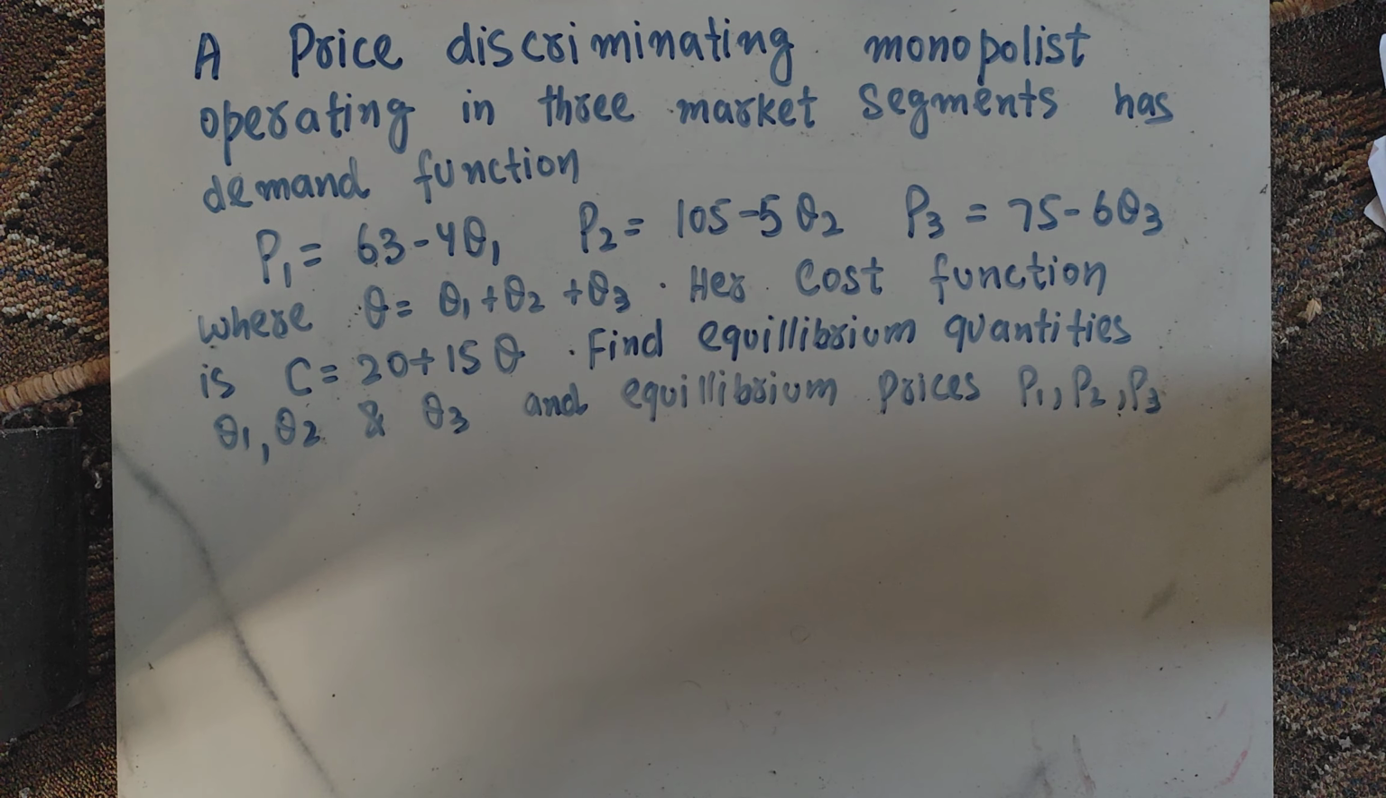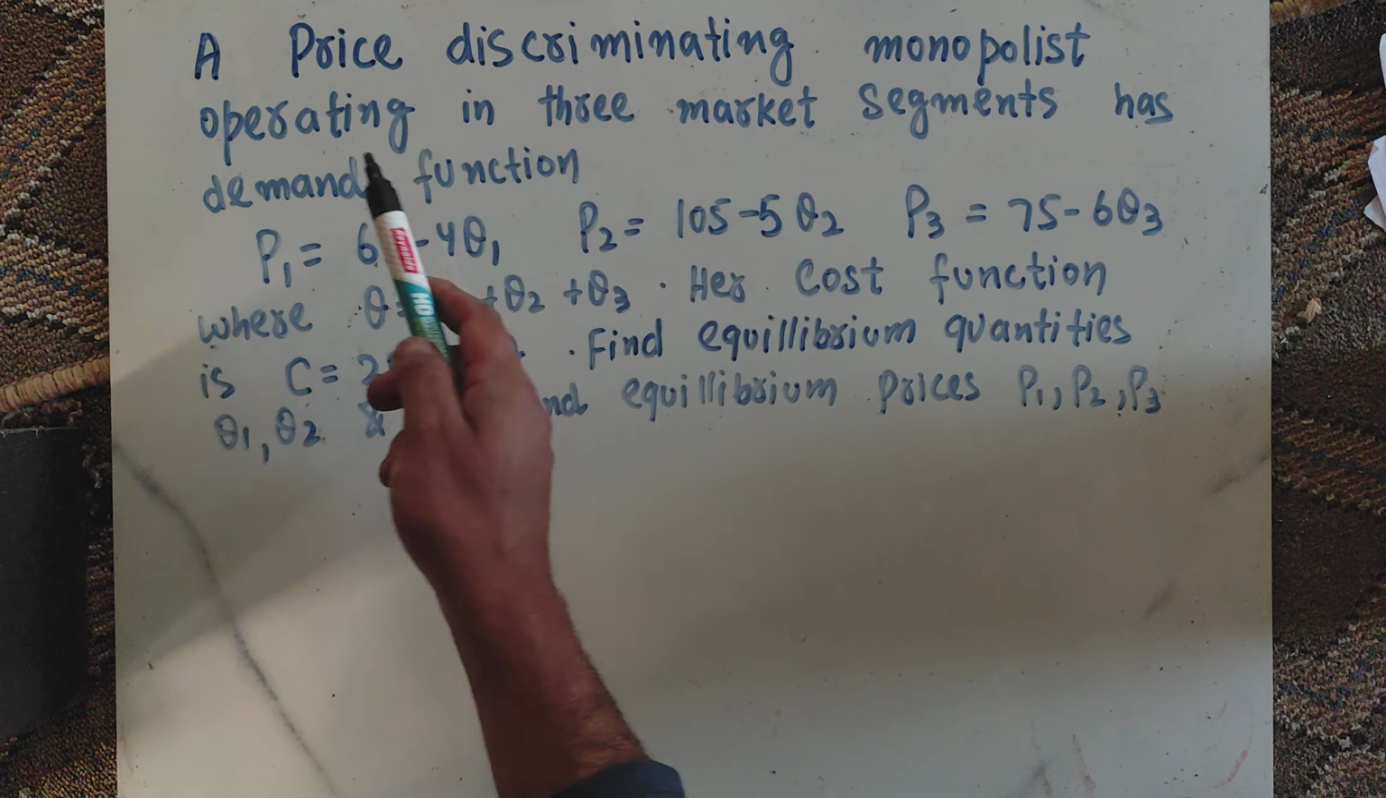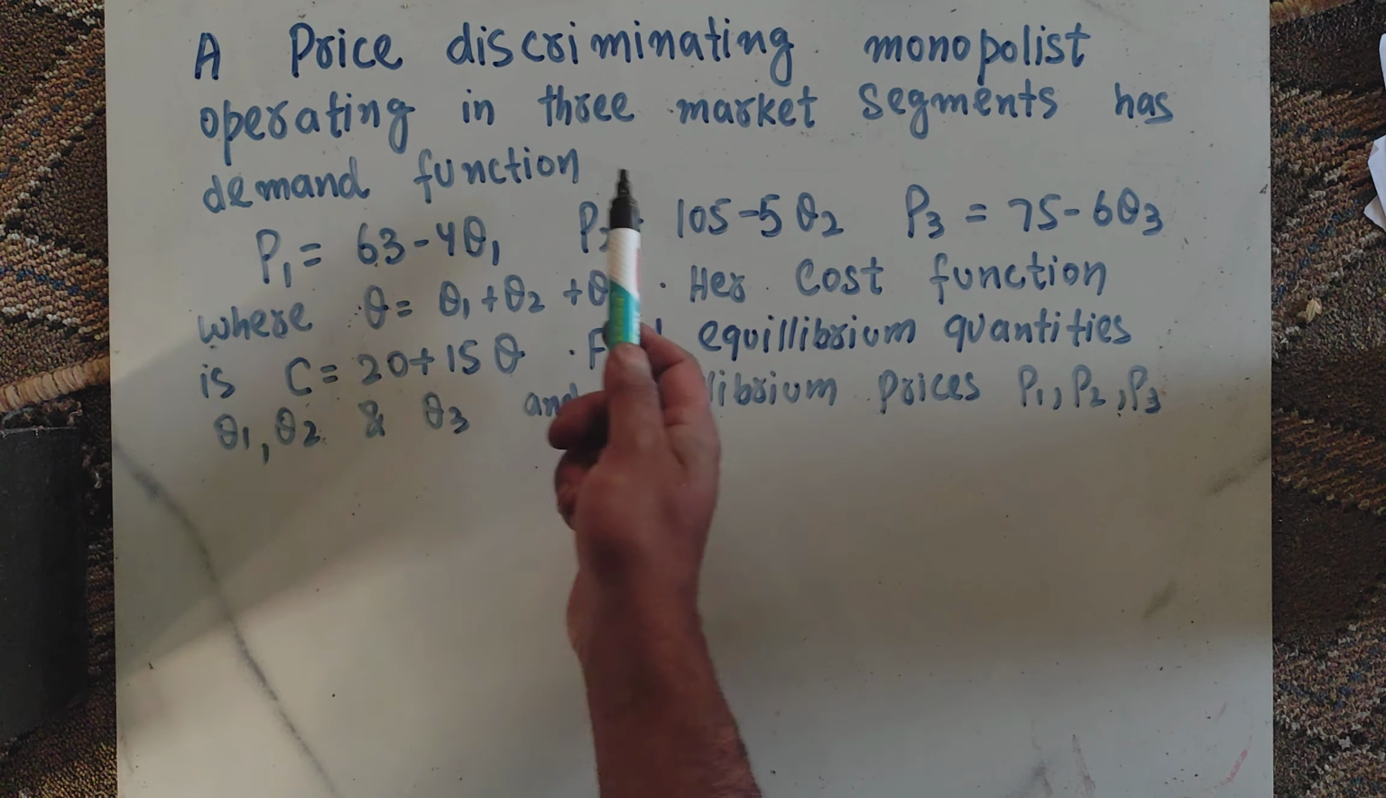In this video, we will solve your question on how to find equilibrium quantities and prices in the case of a price discriminating monopolist. The question is, a price discriminating monopolist operating in three market segments has demand functions.